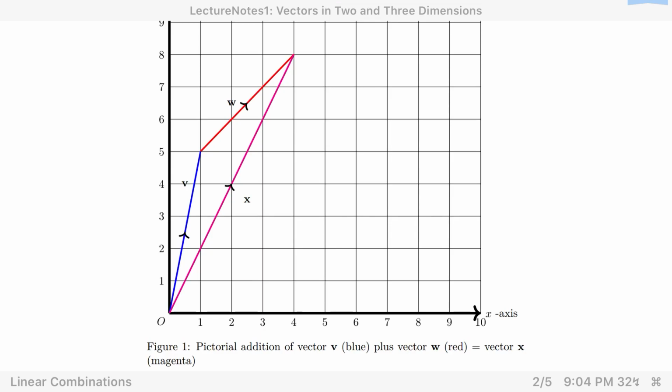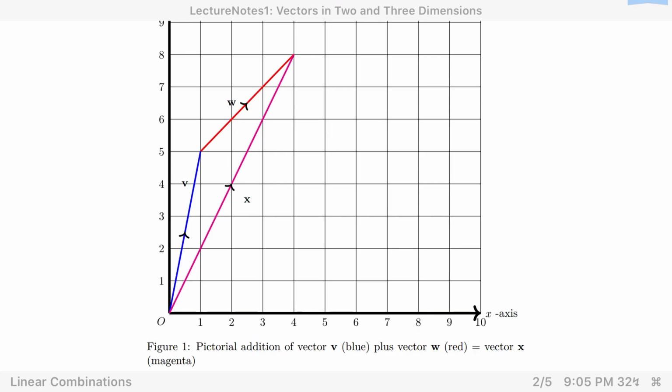Now we could have just as easily started the vector v at 1, 1. It wouldn't really have mattered. But what is important is that the tip of the vector, as in where the vector ends, is 1 unit along the x direction and 5 units along the y direction relative to the starting point of v, or the tail of the vector. So because v starts at 0, 0, it must end at 1, 5.